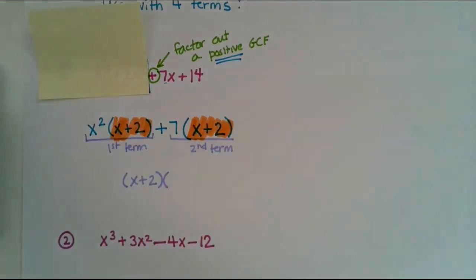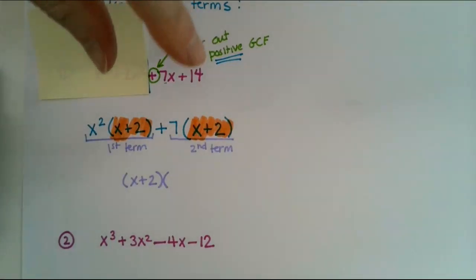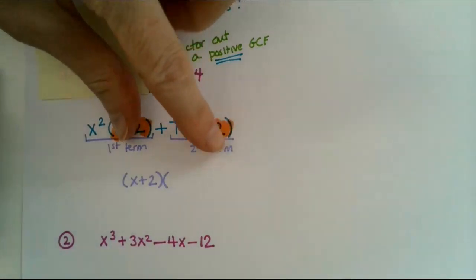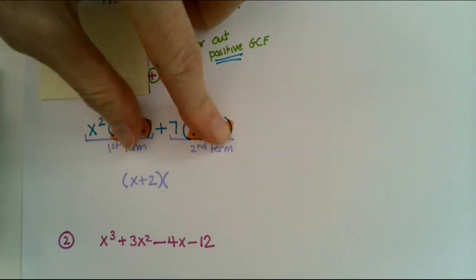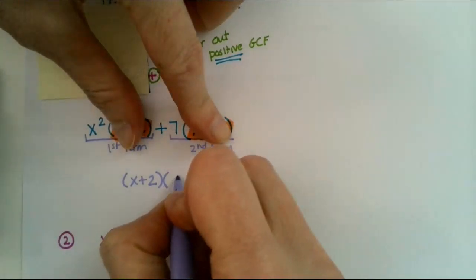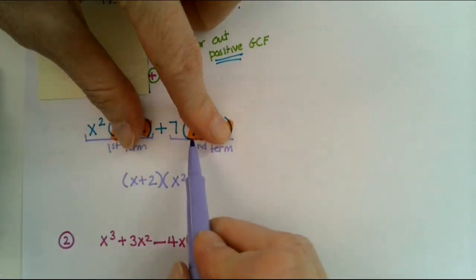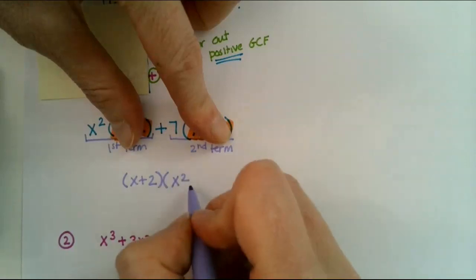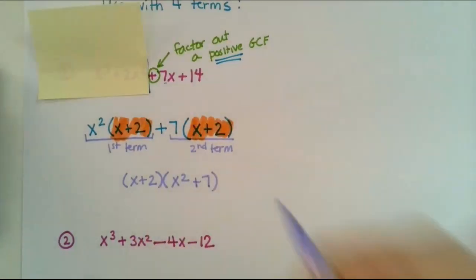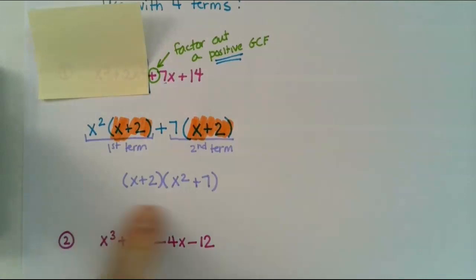Now, it's pretty easy enough. I don't actually need to do the division. I'm just going to use my fingers, and I'm going to cover up those 2 terms, because if I remove the x plus 2 from this group, I'm going to be left with x squared. If I remove the x plus 2 from this group, I'm going to be left with a plus 7. And there is your factored form.